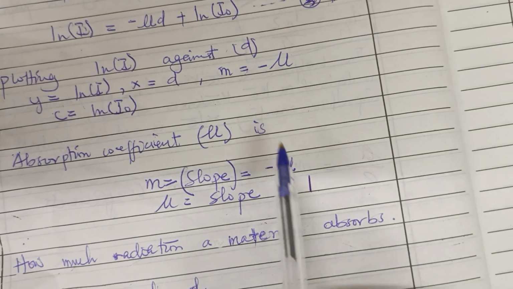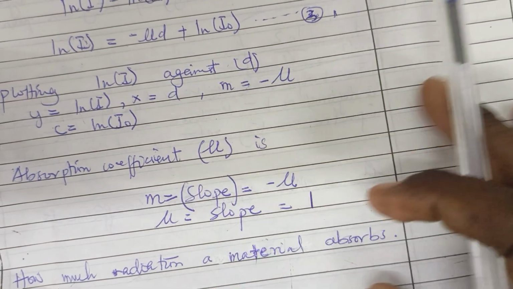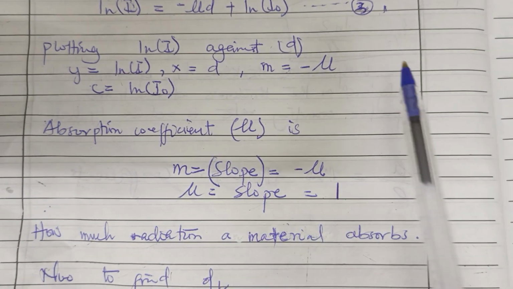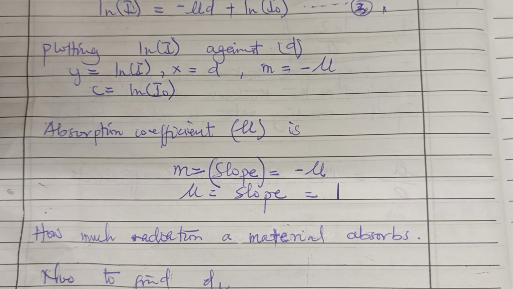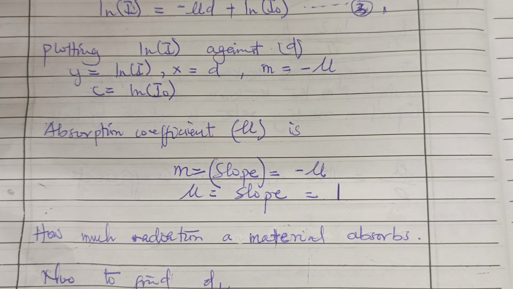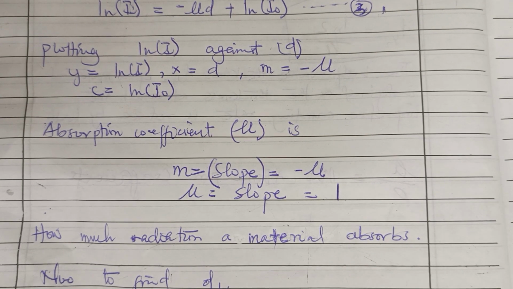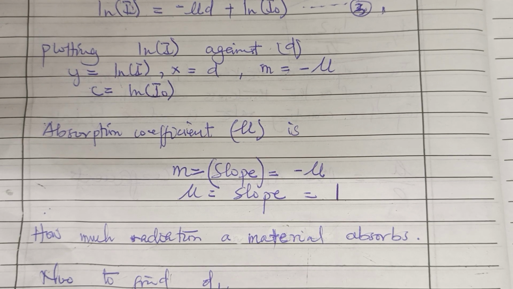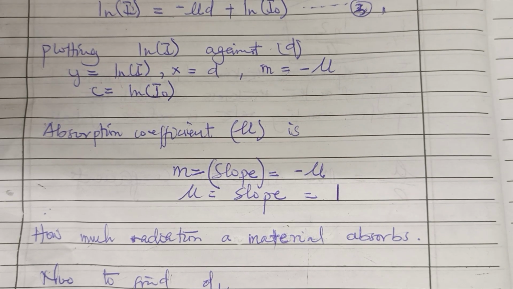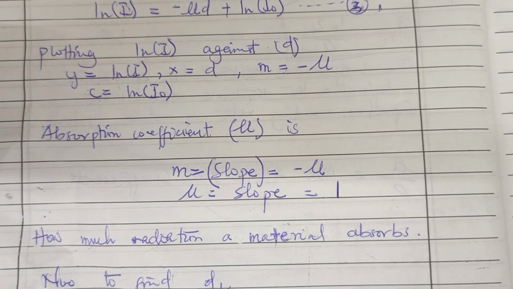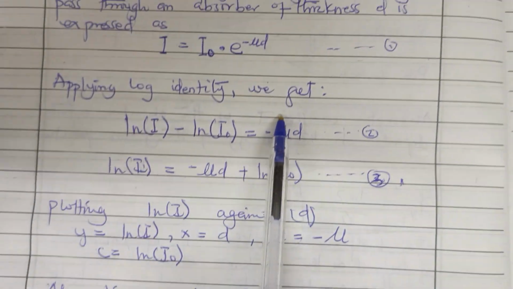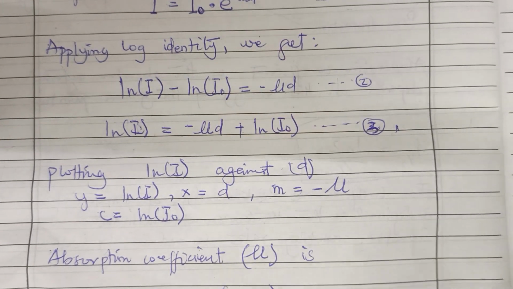So after finding the slope for each line, we equate the value of the slope to this, and then we can find the absorption coefficient for all the materials, all the absorbers. Now we say that the absorption coefficient is the amount of radiation a material can absorb. So that's how we find the absorption coefficient after plotting your graph, from this expression here, equation 3.